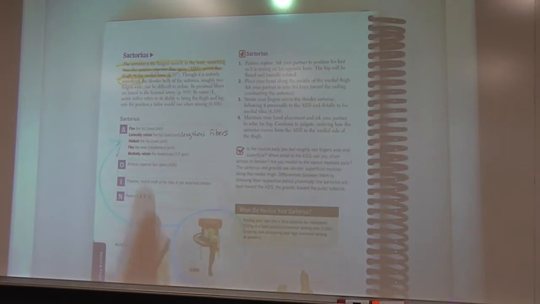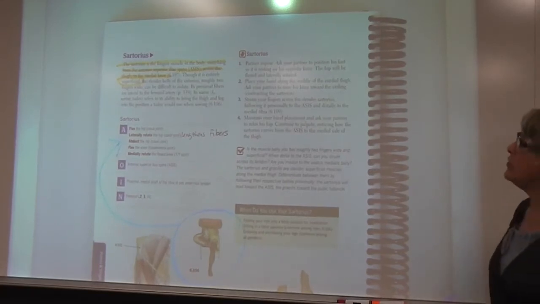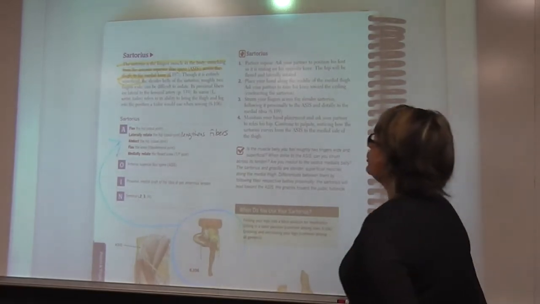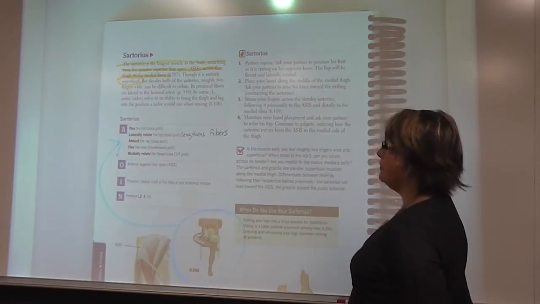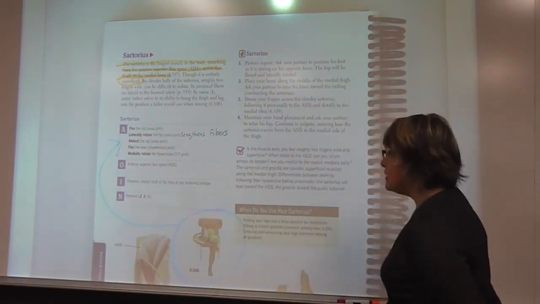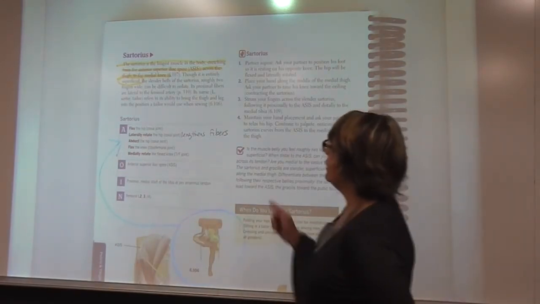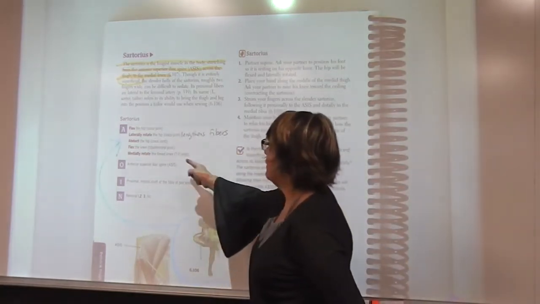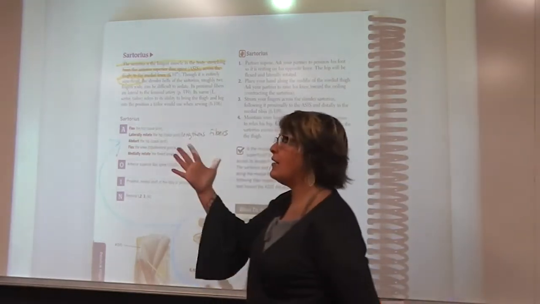Sartorius, at the very top, the longest muscle in the body. It goes from the anterior superior iliac spine down to and across the medial knee. It is superficial. Here are all of the actions of this. There are 5 of them.